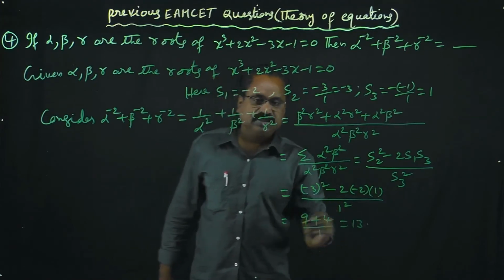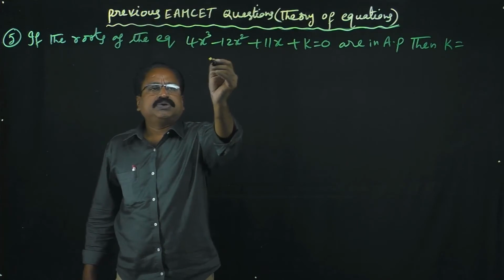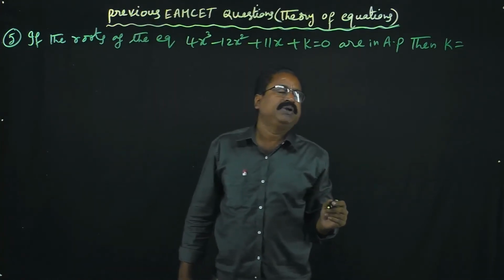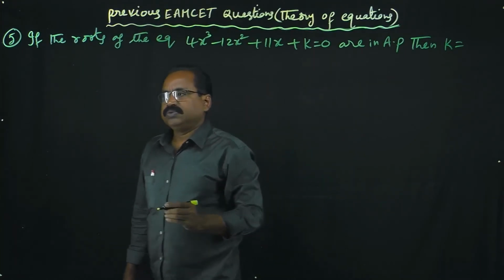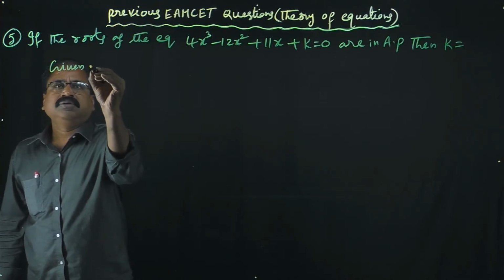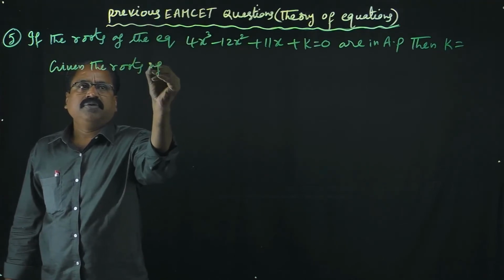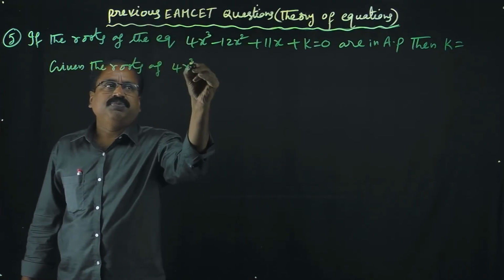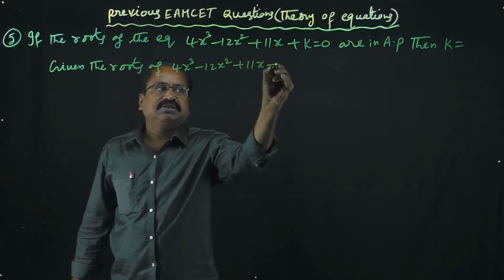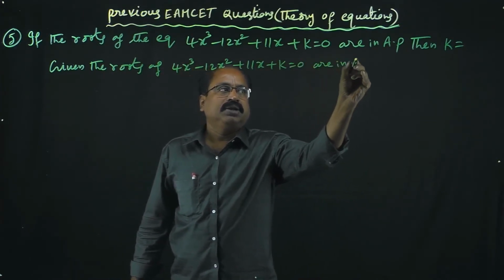So answer is 13. Now fifth one is, if the roots of the equation 4x cube minus 12x square plus 11x plus k is equal to 0 are in AP, then k is equal to. Given the roots of 4x cube minus 12x square plus 11x plus k is equal to 0 are in AP.